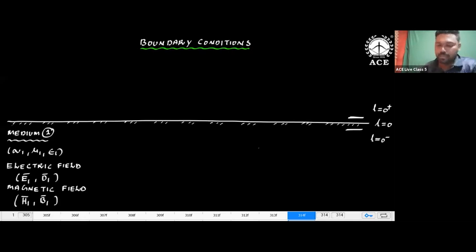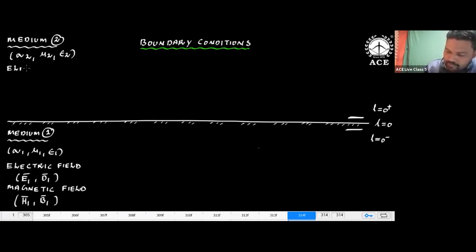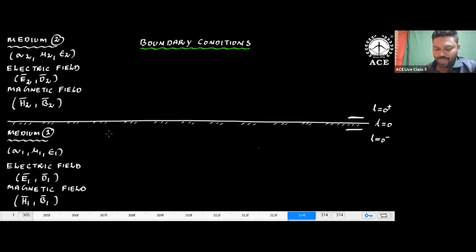And the fields in medium 2, here it is medium 2. The medium parameters are sigma 2, mu 2, epsilon 2. What is the electric field? The electric field is E2, D2, and the magnetic field is H2 comma B2. Clear? So those are the medium parameters of medium 1 and medium 2.